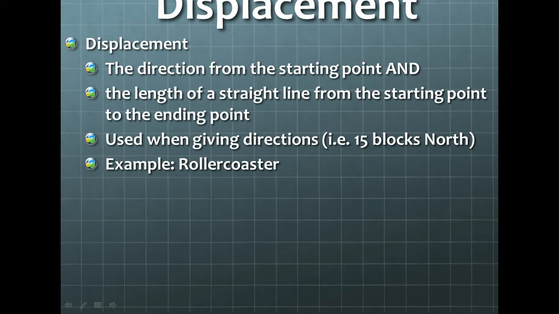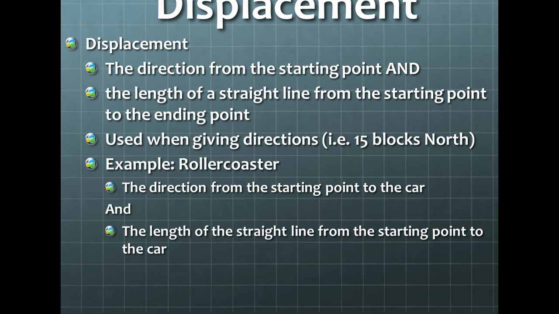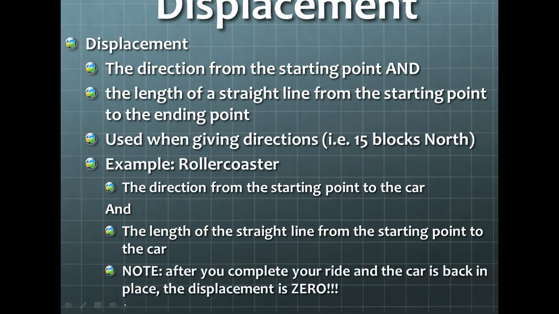So if we talk about a roller coaster, for example, the direction from the starting point to the car and the length of the straight line from the starting point to the car. So after you complete your ride, your displacement would be 0, right? Because you end up exactly where you started.